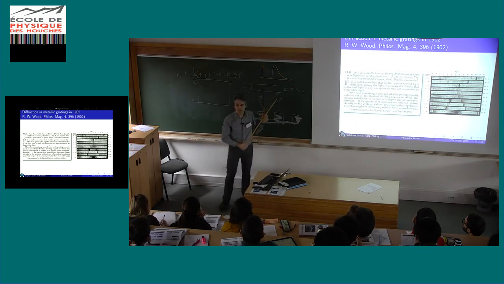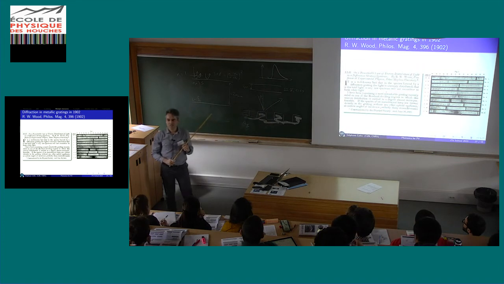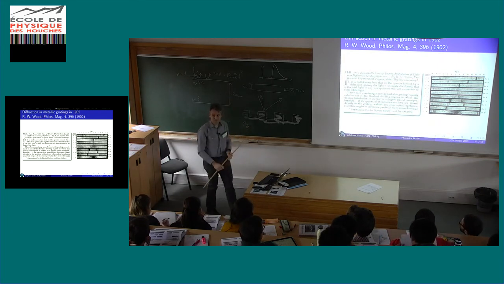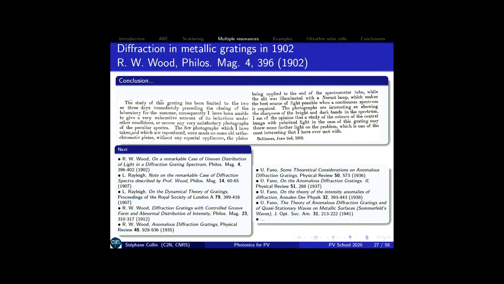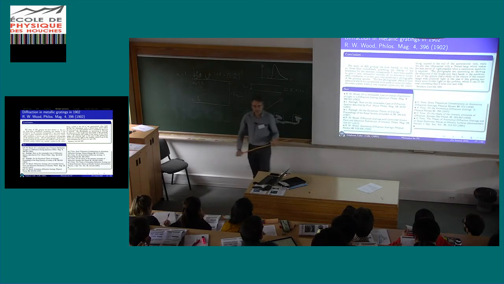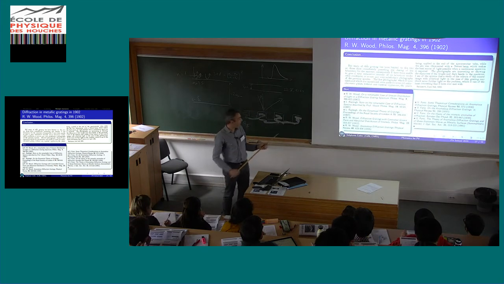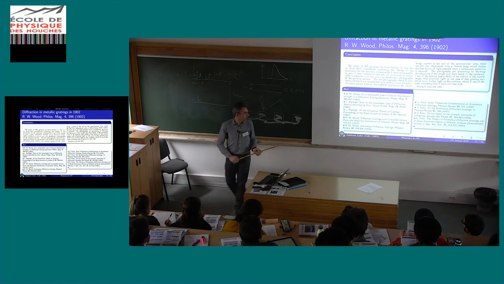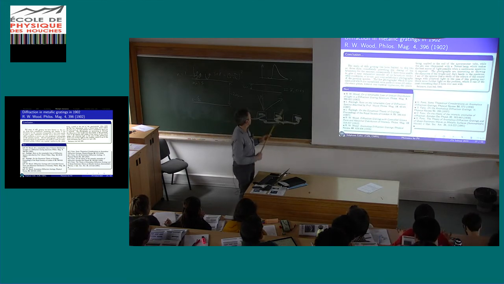What is it? A resonance? What kind of resonance? It's a Fano resonance. Rayleigh explained that, then Wood continued to study these kinds of gratings. And Fano explained that it was a resonance phenomenon, a Fano resonance, which is a very general type of resonance.